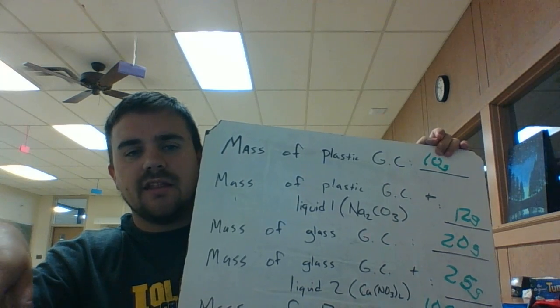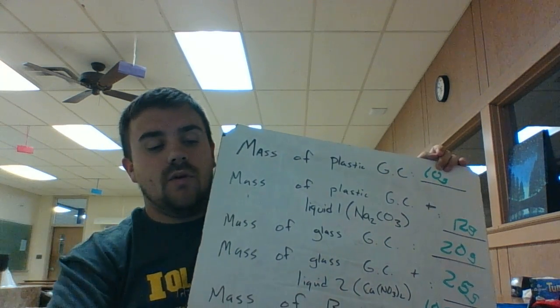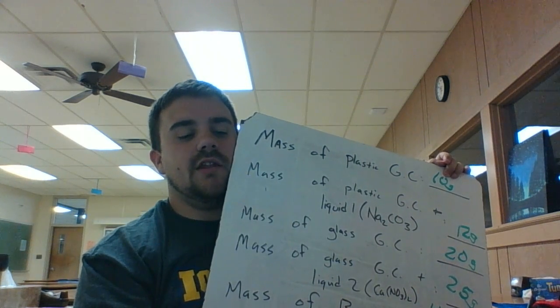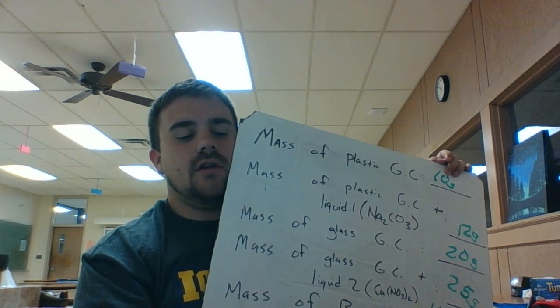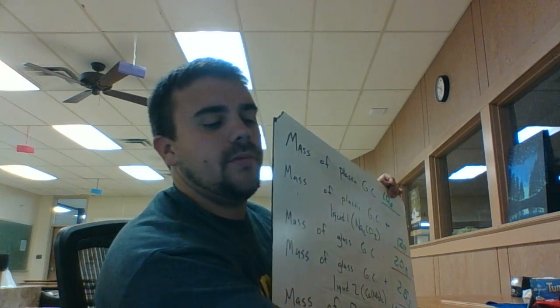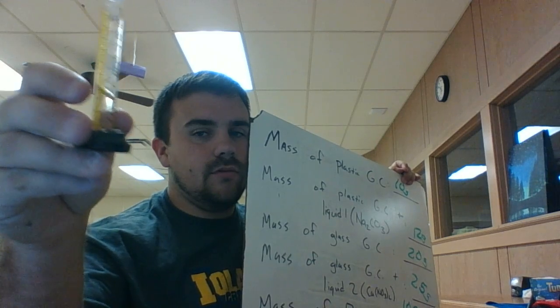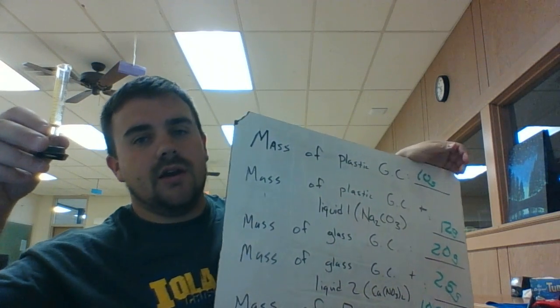So I stick it on the balance, and it gets a mass of 10 grams. Then I would fill it up with liquid. I'm going to fill it up with water just so you can visually see the liquid in there. Okay, so I'll fill it up with a little bit of water. And so now it's got water in it. Everyone see that? Woo! It's got water in it.